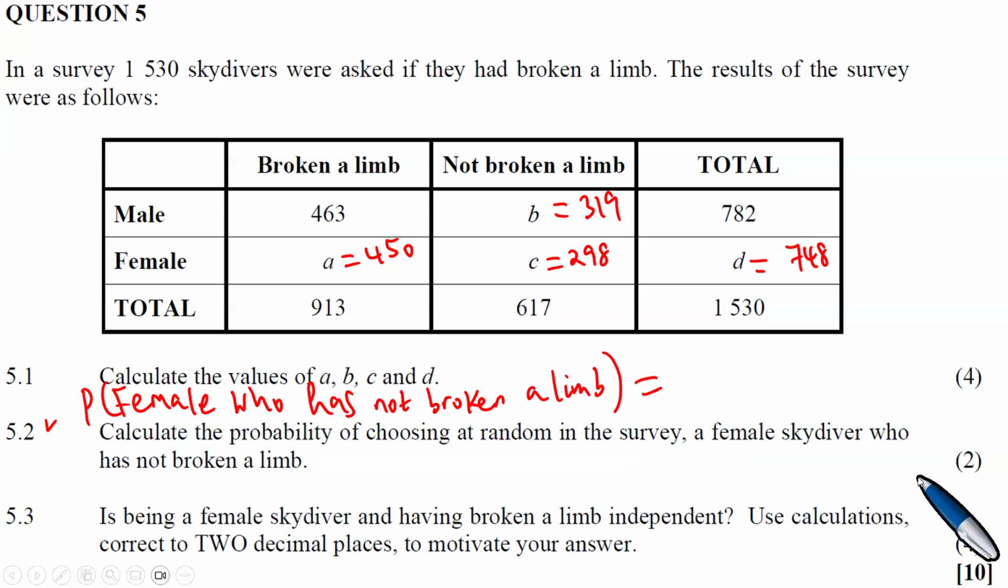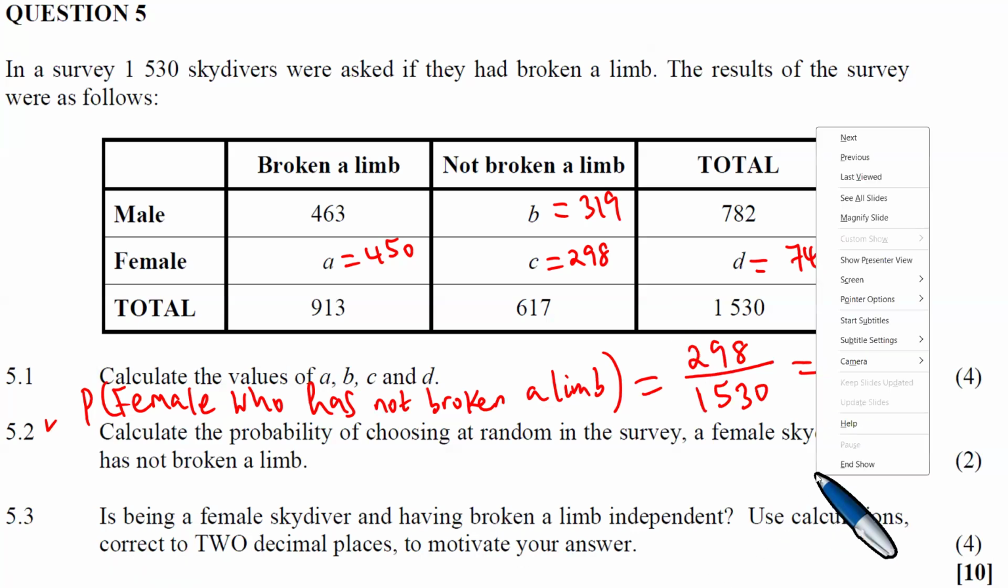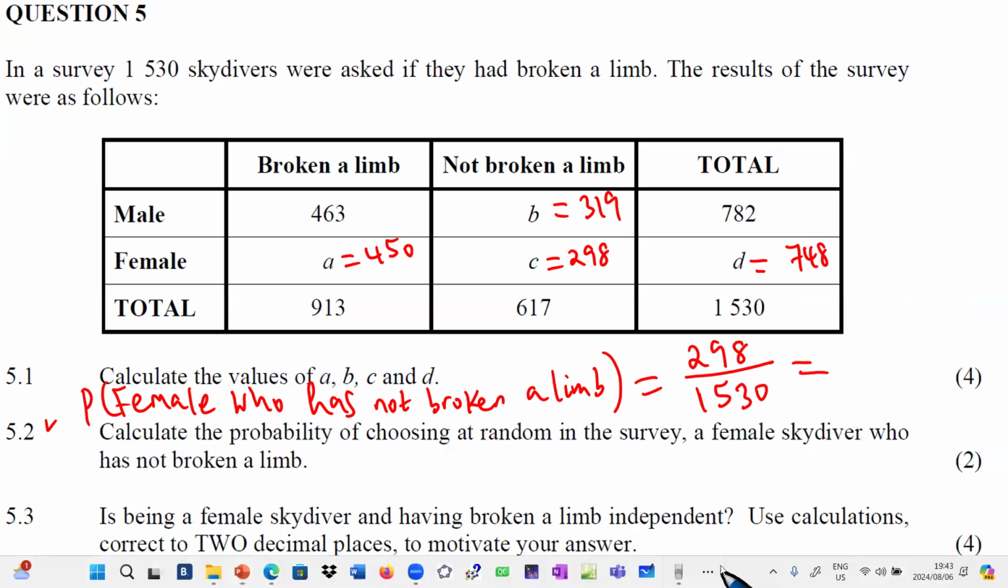What do you think the answer is going to be? Do I not say 298? Very well done. 298 over 1,530 or 600? 1,530. Well done. Okay, I was just testing you. I wanted to see if you're going to be able to read the values from the table. So yes, this is exactly our answer.